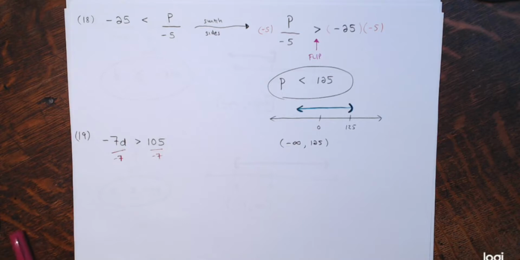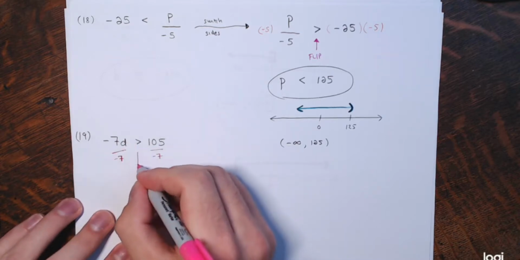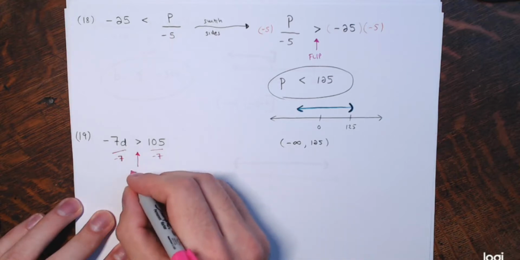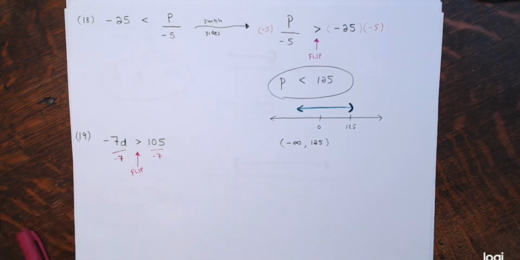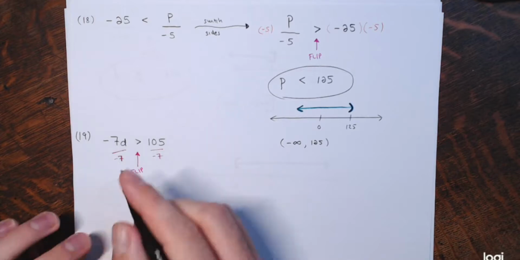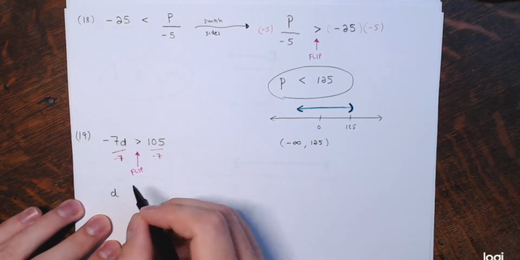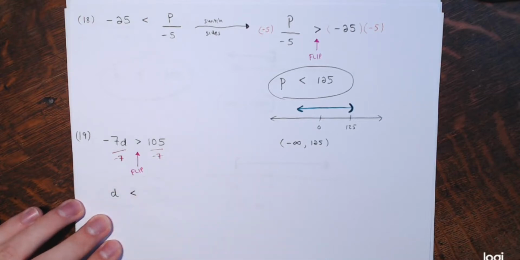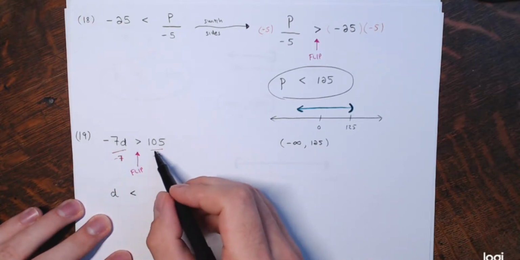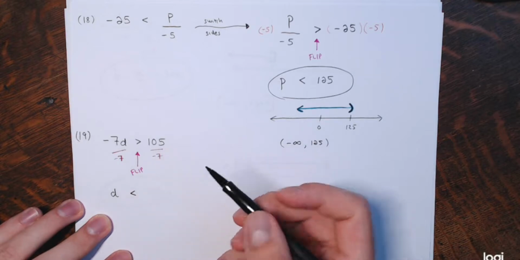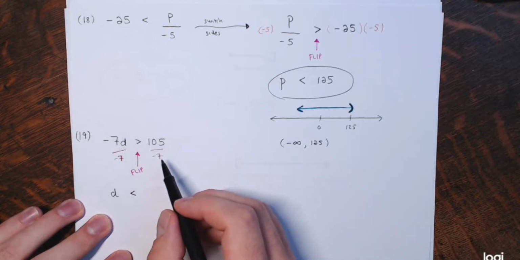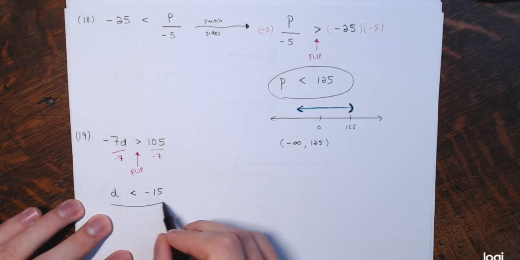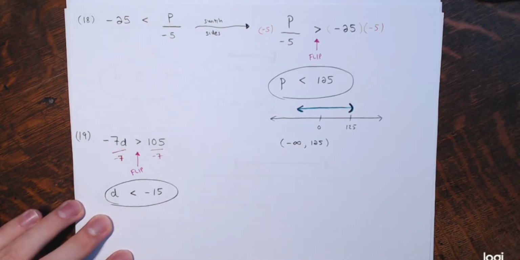And in doing so, right, when you multiply or divide both sides of an inequality by a negative number, that'll change the direction of the inequality. We're going to flip that symbol. So on the left side, I have d is greater than becomes is less than because of the division by negatives. And then 7 goes into 105 15 times. So this would be negative 15, right? Positive divided by negative is negative. So d is less than negative 15.